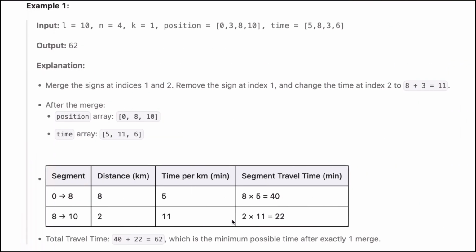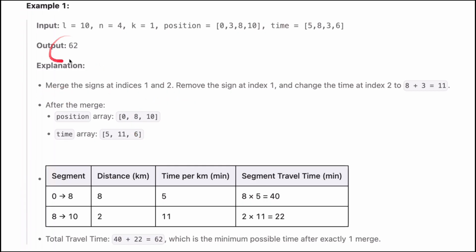You understand, right? Pause this video and go through example 1 that we have given. Now you can think about what your job is. After exactly k merges, we have to calculate the minimum total travel time from position 0 to L, which is 1 as given. Let's suppose L is 10, n is 4, k is 1, and the position array and time array are given. We'll talk much more about why the output is 62. You can go through the explanation that is given.